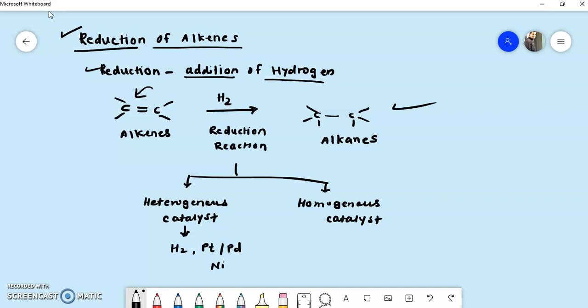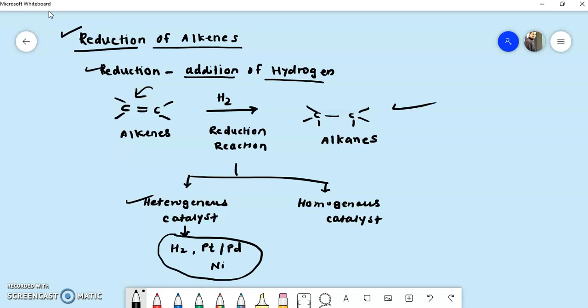Now this catalyst is in solid state and our alkene is in liquid state, so it is called a heterogeneous catalyst because the phases of this catalyst and the alkene are different.